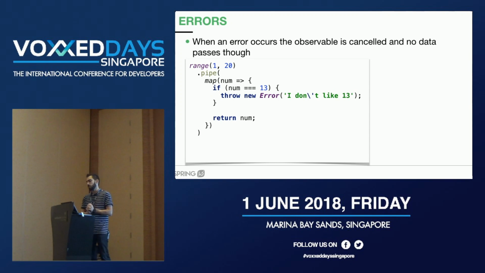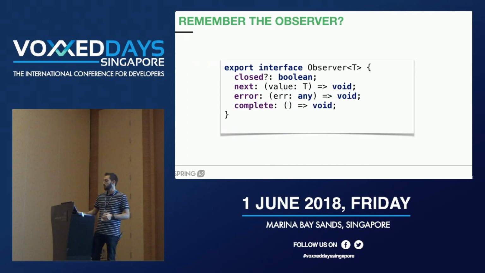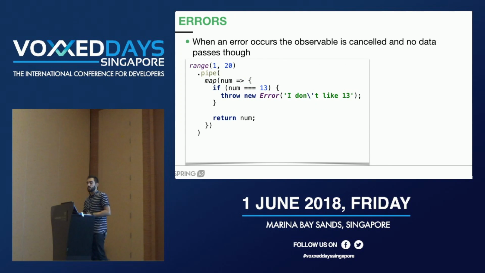So in this example here, we have a method called range. So we are going to create something in between 1 and 20. And then we are piping it into a map operator. And this map is basically checking whether it's number 13. So if we get the number 13, we throw an error. Otherwise, we return the same number. So basically, we don't like number 13. So the end result of this will be basically getting the numbers 1, 2, 3, 4, 5, 6, 7, 8, 9, 10, 11, 12, 13. But when we get 13, we're going to get an error.